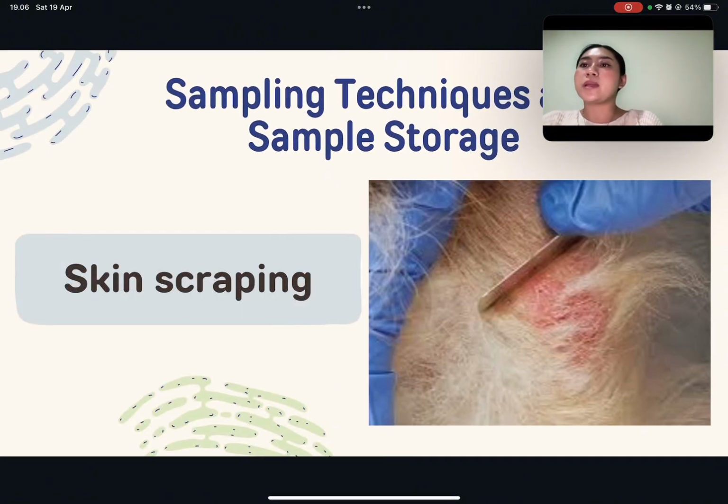Okay, so for sampling techniques, first we can do skin scraping. How to do skin scraping is we use a scalpel to scrape the outer skin part of the lesion, and then the skin scraping that we got on the scalpel is taken for examination. We put it on a clear glass slide, add 2 to 3 drops of potassium hydroxide at 10% to 20%, and the sample is ready to be examined.